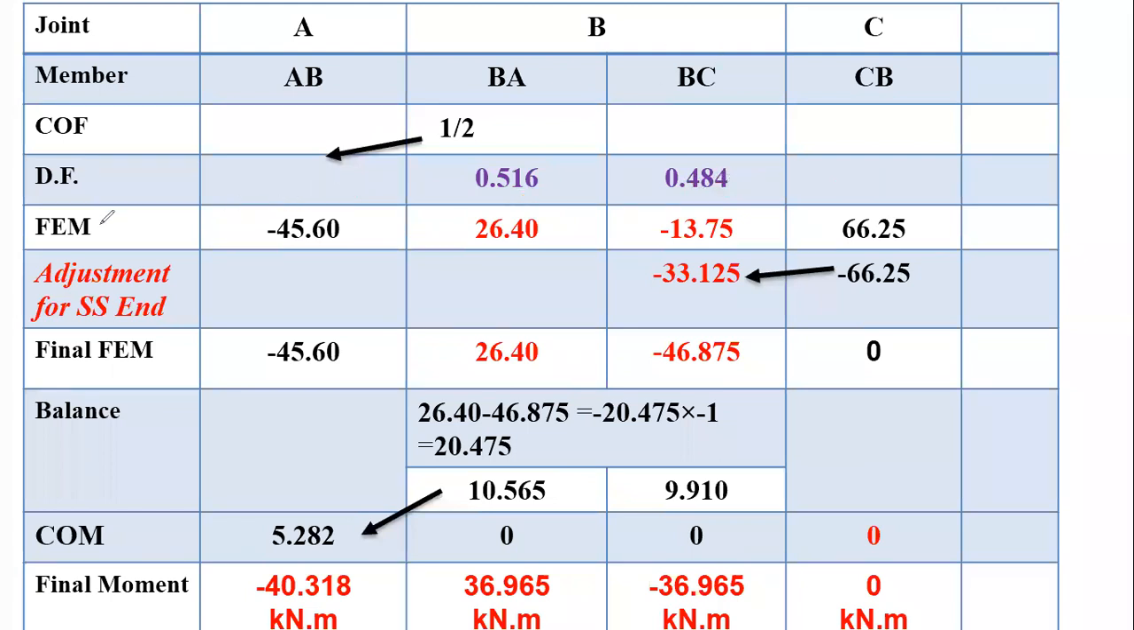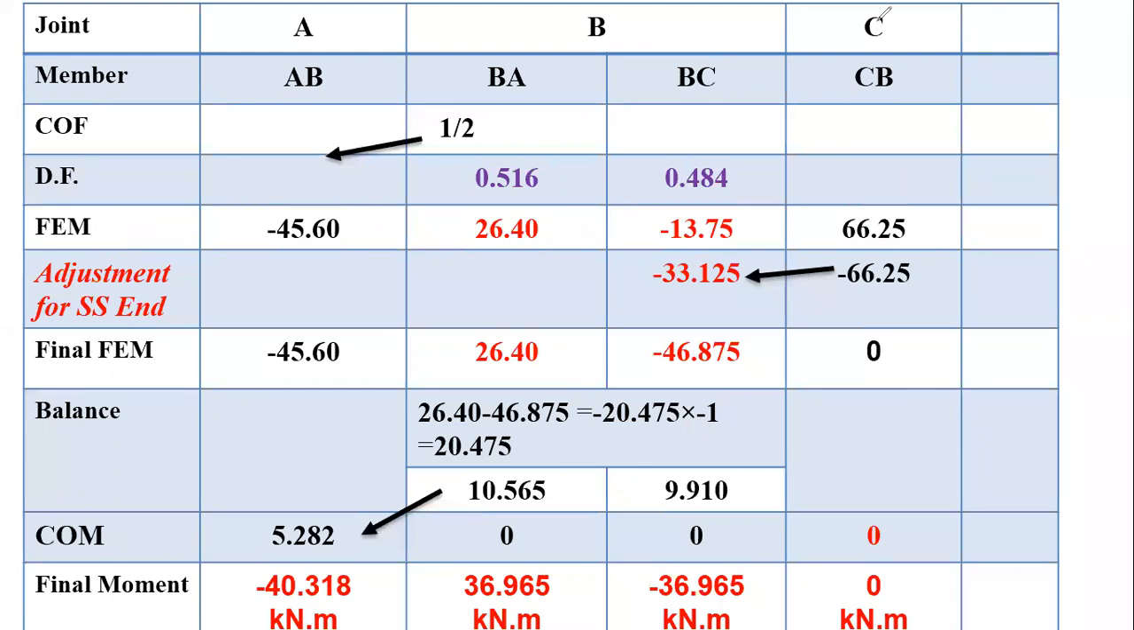Next will be the fixed end moment. Now, the addition of the fixed end moment due to the loading condition plus due to the sinking of support. So that fixed end moment we have to write here. For AB it will be minus 45.60, for BA 26.40, for BC minus 13.75, whereas for CB it is 66.25.